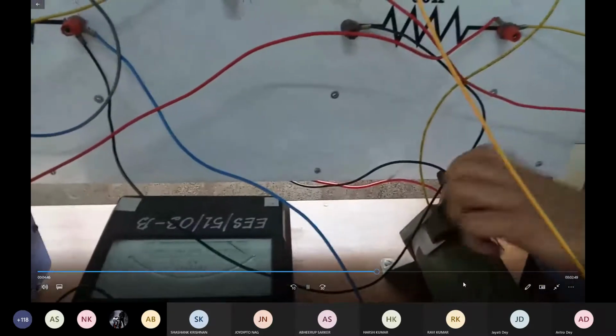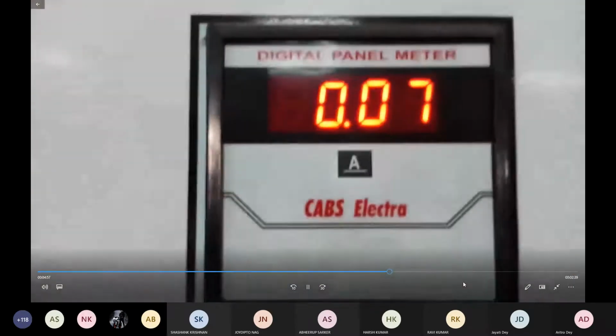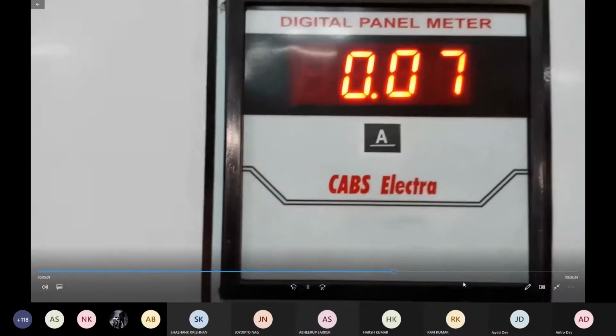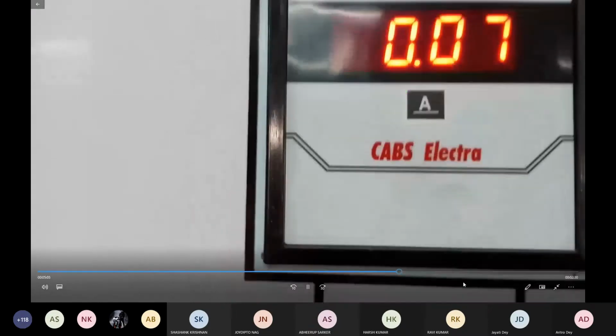We have shorted. So you can notice it from the voltage value. It is coming out to be 0 since it is shorted. And this is the I short circuit. So everybody can note it down. It is 0.07. ISC, I short circuit, is 0.07 ampere. Right?